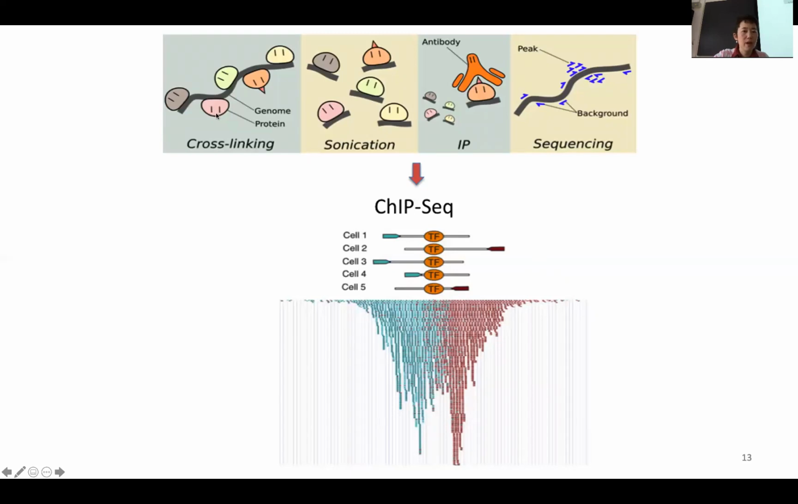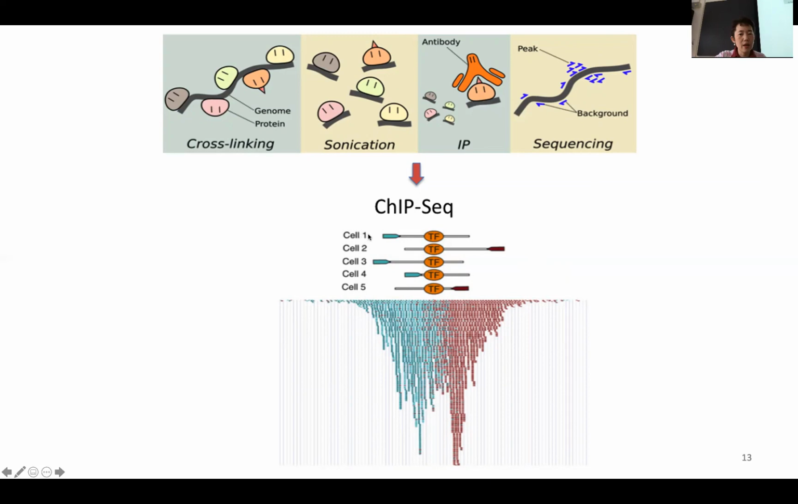This is coming from a different review paper. They also show proteins binding to the DNA, you sonicate into small pieces, and you use the antibody to recognize the protein of interest. You enrich for those DNA bound to that protein of interest, and then you try to do high throughput sequencing. So this is what the signal looks like.